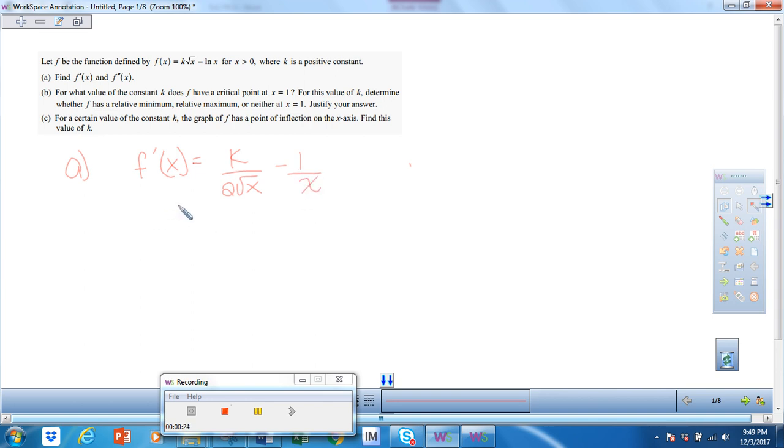Where a lot of you made your mistakes or made my life more difficult is by finding the common denominator here before you took the second derivative. It would have been just as easy to take the second derivative here. Remember, this is x to the negative 1/2, so that's going to make that negative k x to the negative 3/2 plus x to the negative 2.